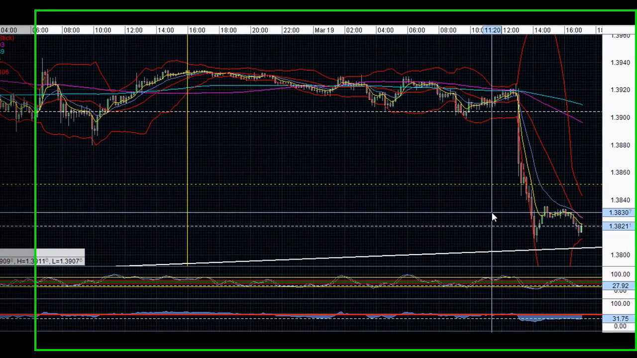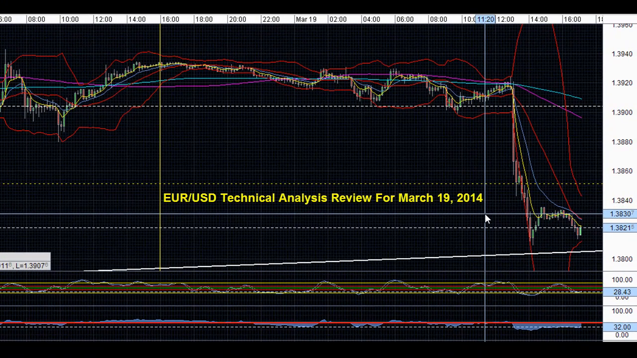Hello, everyone, and welcome to our next technical analysis review for the Euro US dollar pair. Today is March 19th, 2014, and we are currently looking at price action on the 10-minute chart.